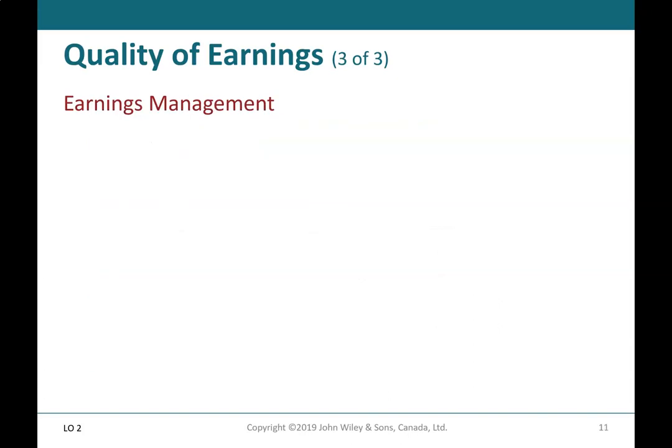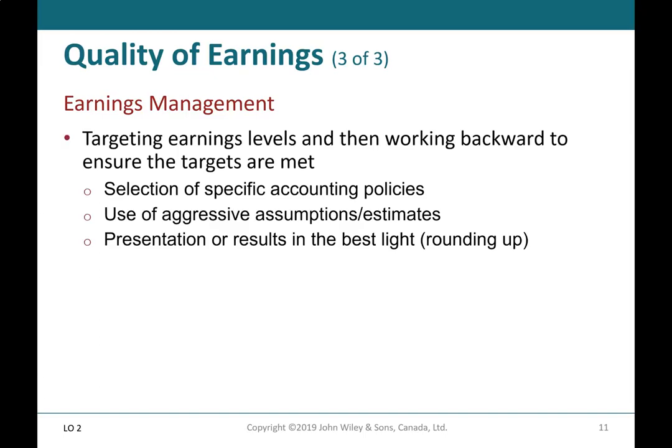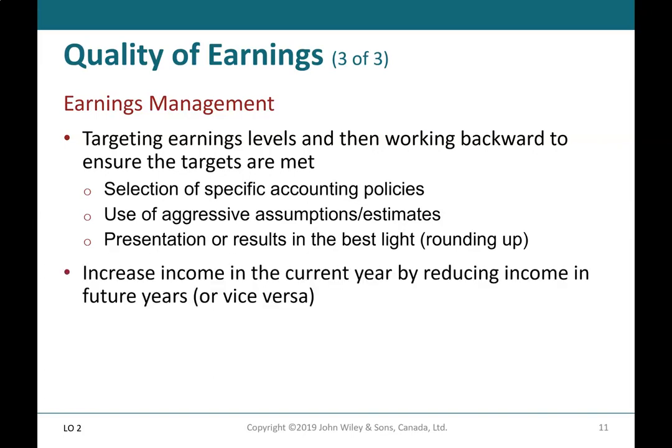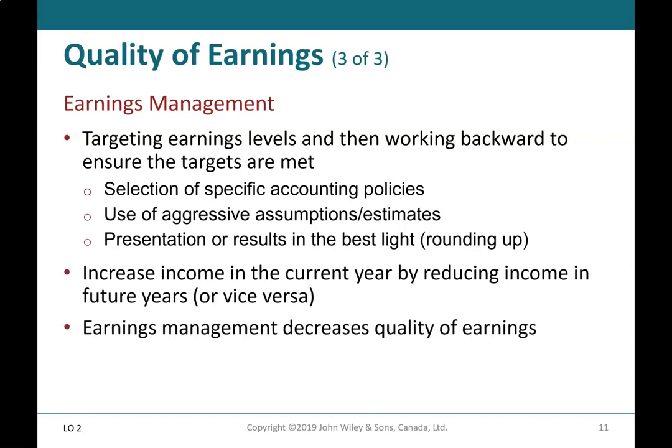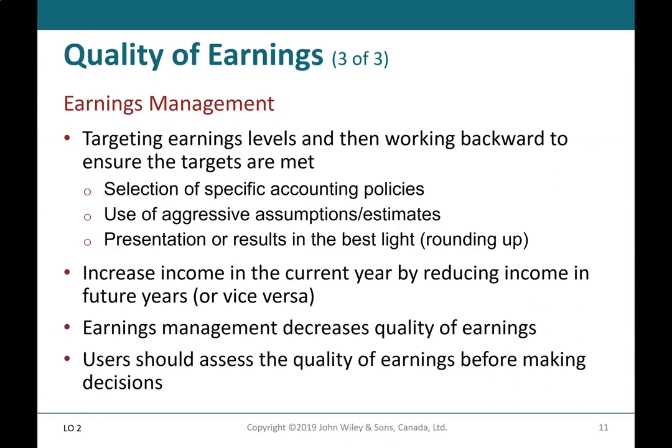Quality of earnings, 3 of 3. Earnings management: targeting earnings levels and then working backward to ensure the targets are met. Selection of specific accounting policies. Use of aggressive assumptions or estimates. Presentation of results in the best light, such as rounding up. Increasing income in the current year by reducing income in future years, or vice versa. Earnings management decreases quality of earnings. Users should assess the quality of earnings before making decisions.